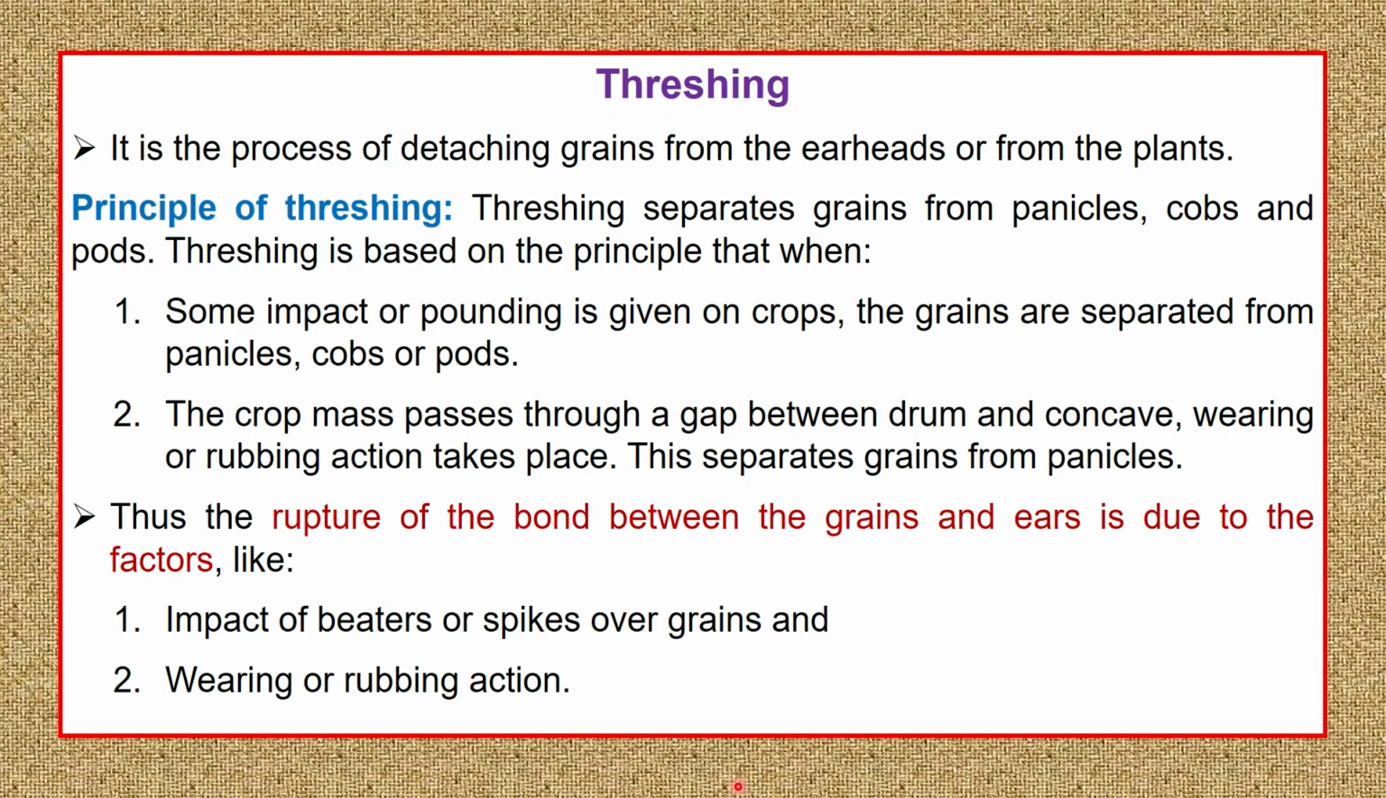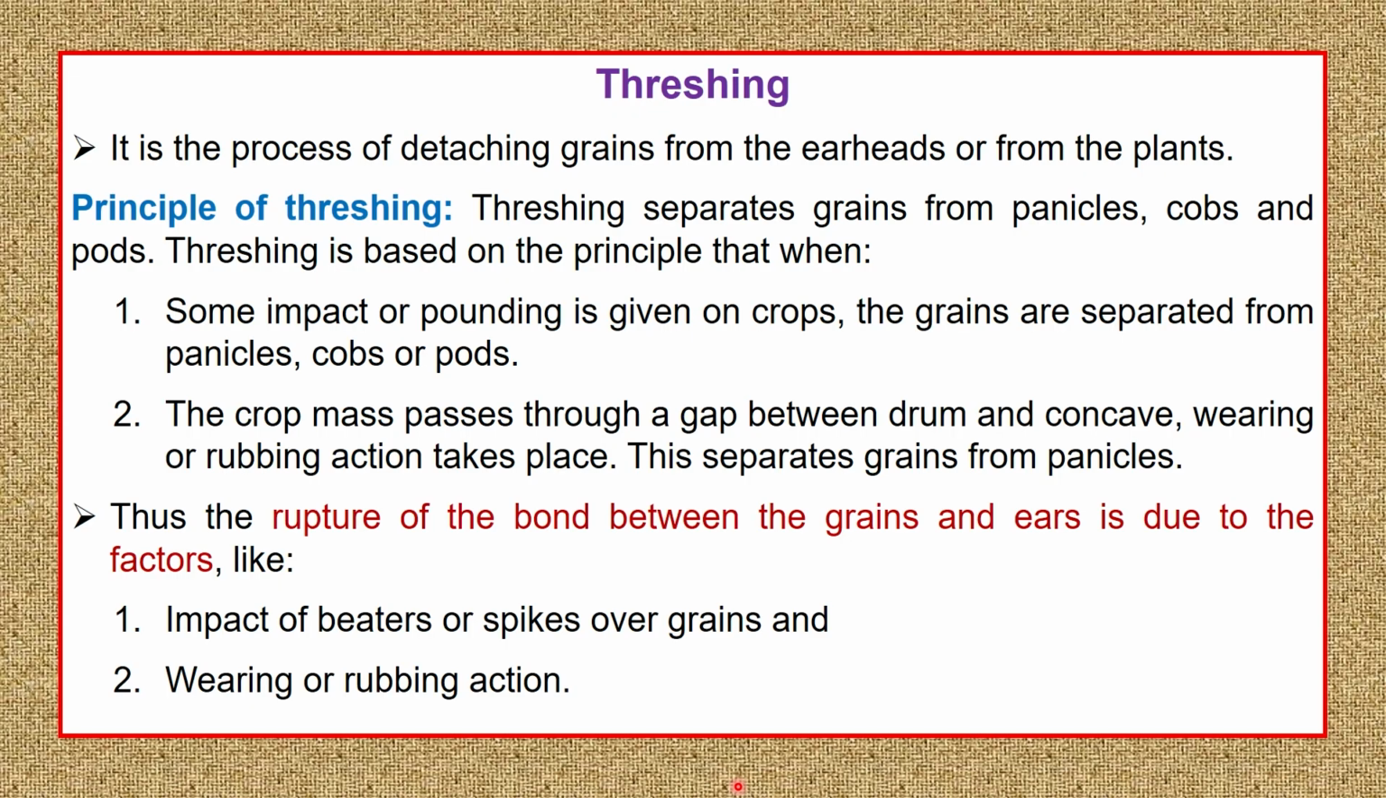The main principle involved in threshing is that some impact force may be used, or there may be pounding given on the crops so that the grain will be separated from the panicles or from the cobs or from the pods. Or we may pass the crop mass through a gap between the rotating drum and stationary concave, where a rubbing and wearing action takes place, and because of that also the grains will get separated from the panicle. So these are the two principles commonly involved in threshing of crops.